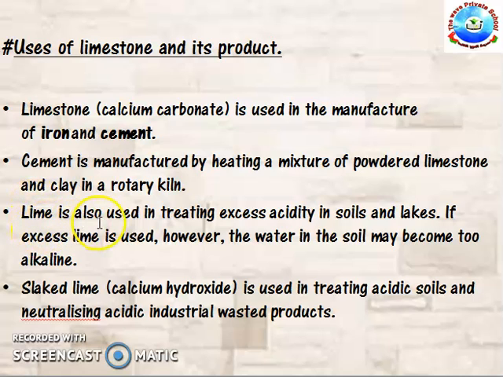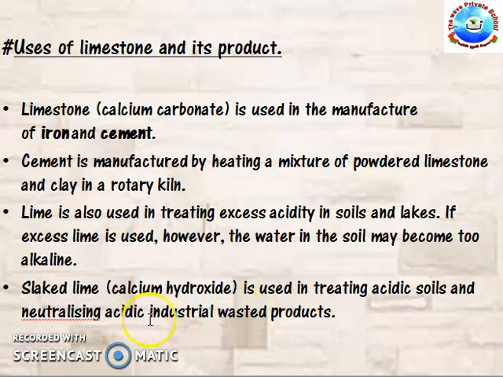Now see, lime is also used in treating excess acidity in soil and lakes. Sometimes in lakes they put lime. Why? Because in lakes the acidity increases, so to maintain the pH they add lime. Next, slaked lime, that is calcium hydroxide, is used in treating acidic soils and neutralizing acidic industrial waste products. The soils which are acidic, they put slaked lime in them to neutralize them, and likewise for industrial waste products.